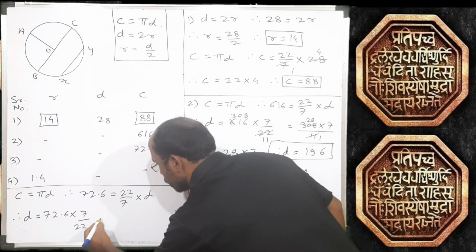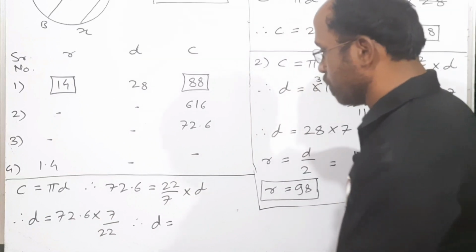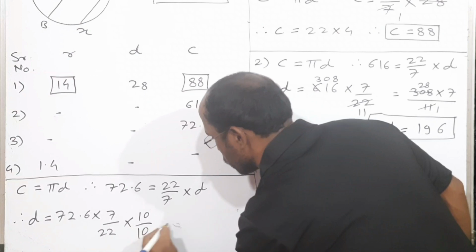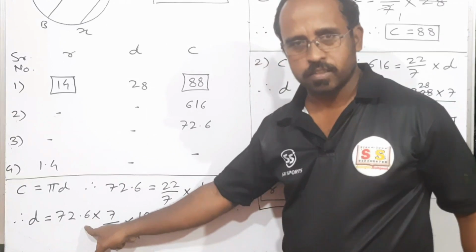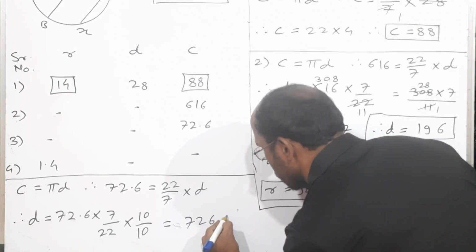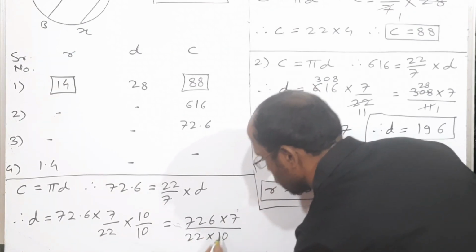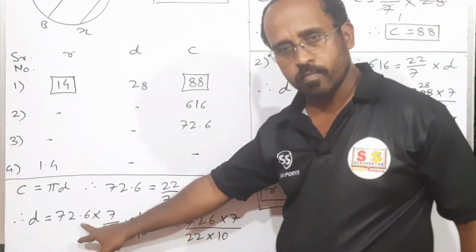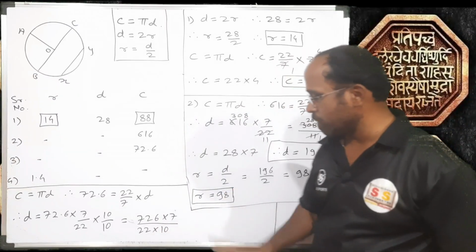So we can say d is equal to, if we multiply by 10 upon 10, so this will be equal to, because of this 10, its decimal point will be removed. So that will be equal to 726 multiplied by 7 upon 22 multiplied by 10. Got it, students? What have I done? To remove the decimal point, I multiplied it by 10 upon 10. Clear? Now let's apply the test of divisibility.